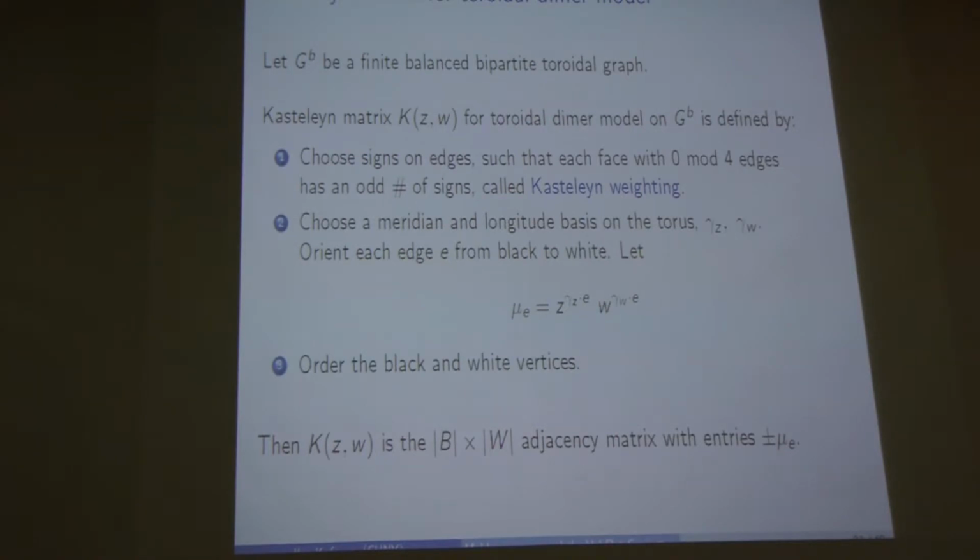This is kind of the heart of the theorem. This is a difficult point. Now you choose a meridian and longitude basis on the torus. And if we orient each edge from black to white, we can assign a weight for each edge using intersection numbers. And then we order the black and white vertices, and we get the black by white adjacency matrix with these signs and weights. Okay, so it's a lot of words.